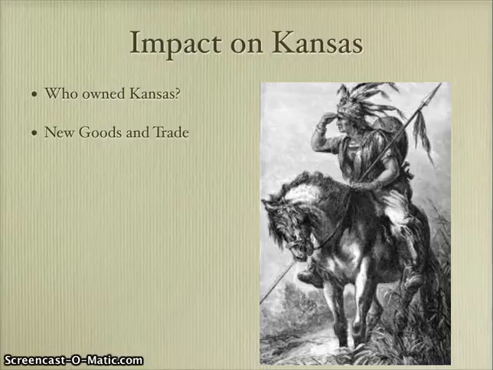The next thing that we need to talk about that's going to really impact people that lived in Kansas is that new goods are going to make their way here. These are going to be things that are introduced by the Europeans, and the first one of these is horses. Horses are going to drastically change the lives of the indigenous people that lived in Kansas, especially those that were nomadic, because these groups of people relied upon following the migration of animals.